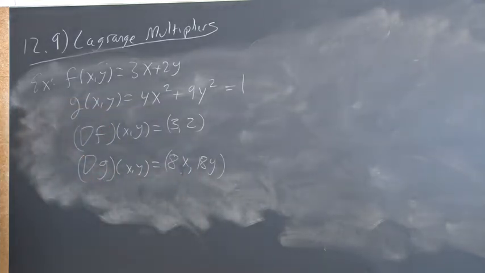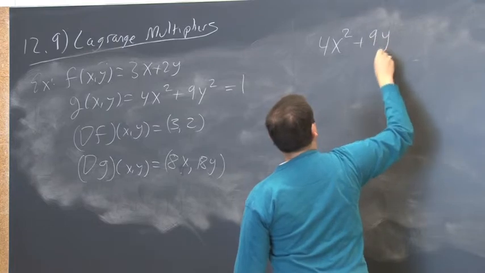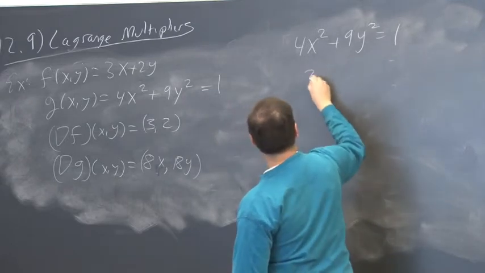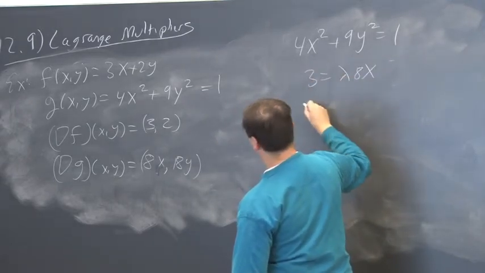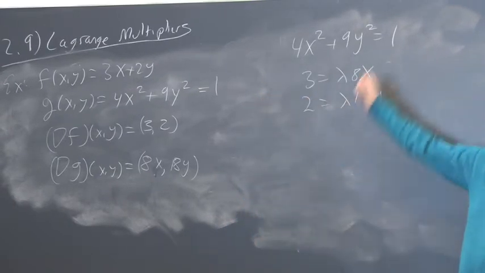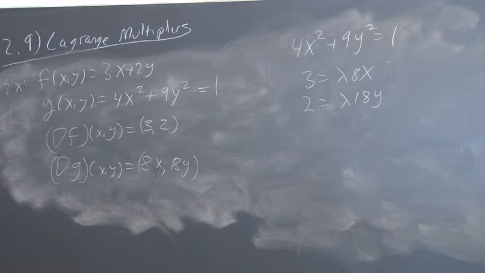All right? So now I have to write down my 3 equations and 3 unknowns. So I have 4x squared plus 9y squared equals 1. 3 has to equal lambda times 8x. And then 2 has to be lambda times 18y. Please don't forget to write the 4x squared plus 9y squared equals 1. This is one of the most common mistakes people make in Lagrange multipliers, and then they get stuck because they don't have enough equations. Okay? It's constrained optimization. You have to remember the constraint.